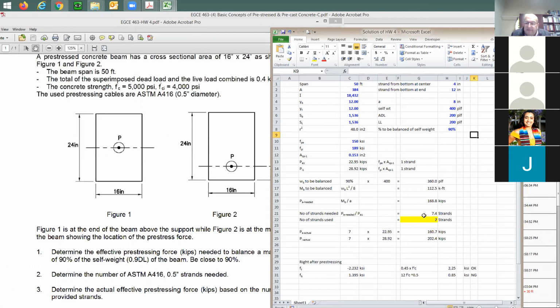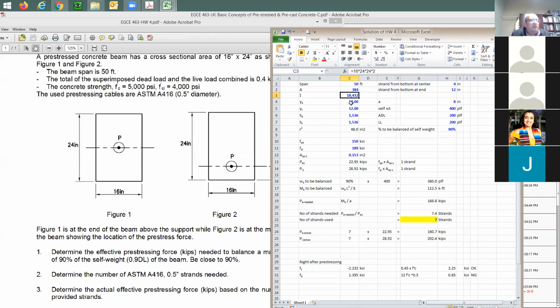Is everybody there? Do you guys hear me? Yes, we can hear you. Okay, excellent, good. Let me put all of these parameters. I'm going to say the span is 50 feet. Yeah, it says here 50 feet.